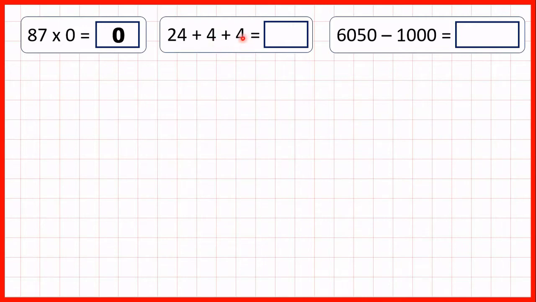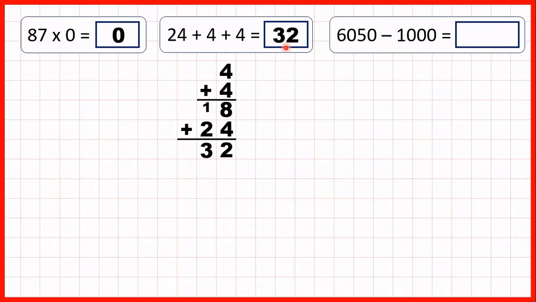24 plus 4 plus 4. So we're adding three numbers together, and with addition, order doesn't matter. So for these questions, I like to start by adding the smaller numbers together, and 4 plus 4 is 8. Then we can add the other number in our question, so add 24 to 8. 8 plus 4 is 12, so 1, 2. 1 plus 2 is 3, so our answer is 32.